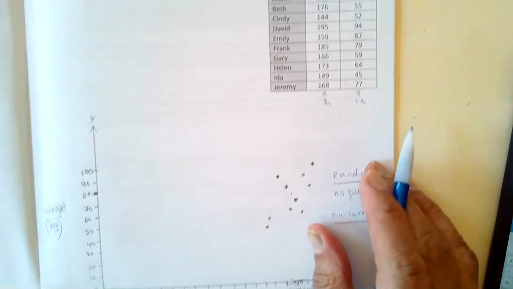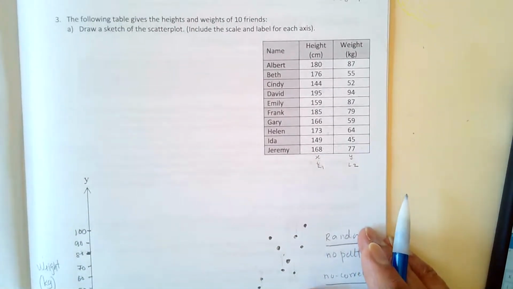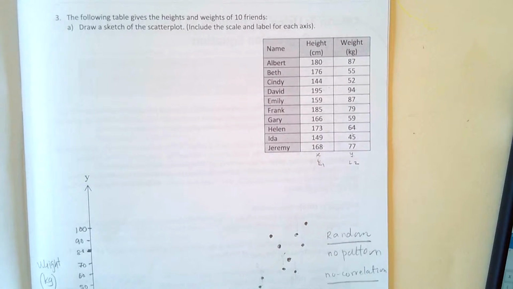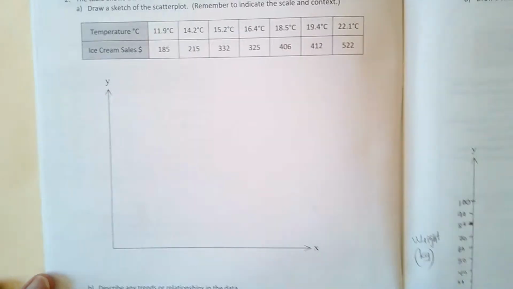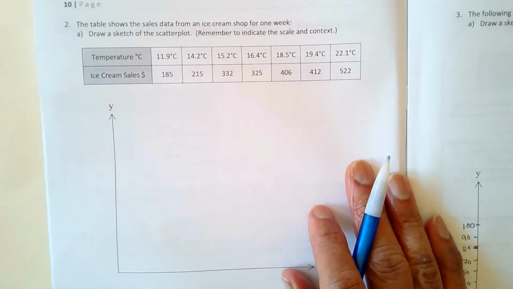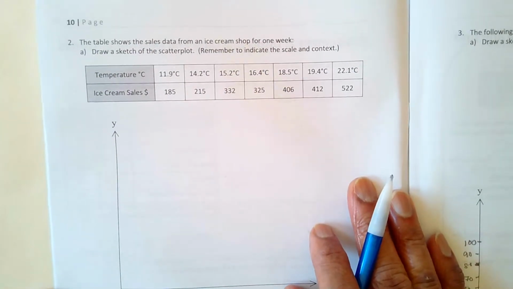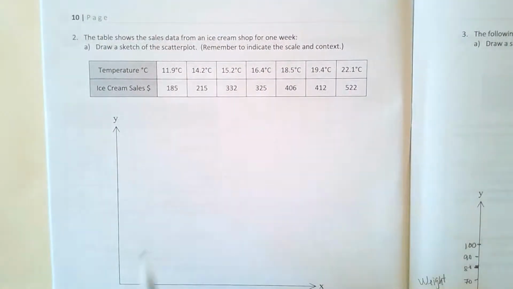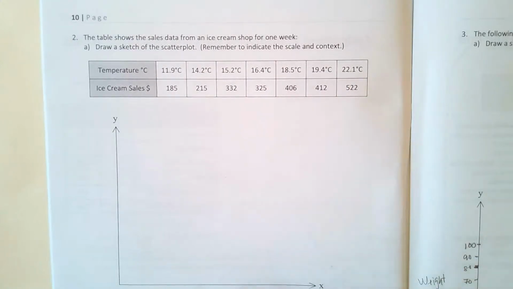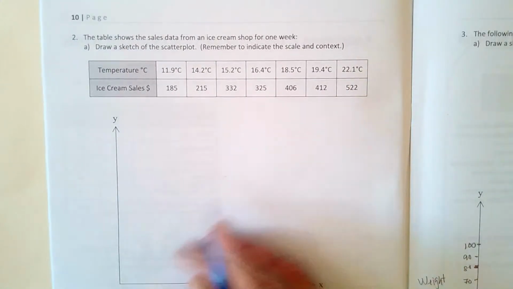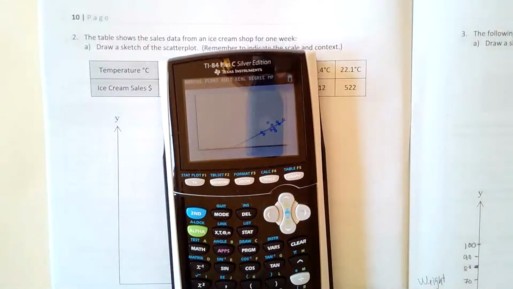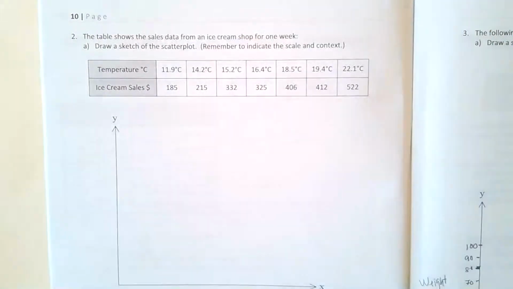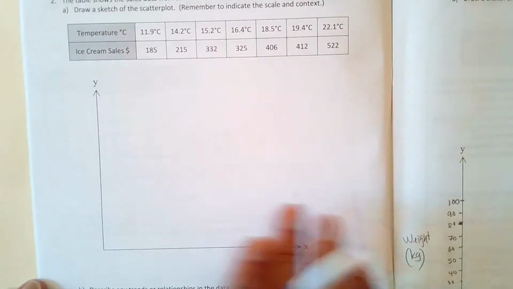And we looked at the third question. So I would like you to try question 2, graph it as I showed you, sketch it on this page, and then use your calculator to see if you can duplicate what you've done here.